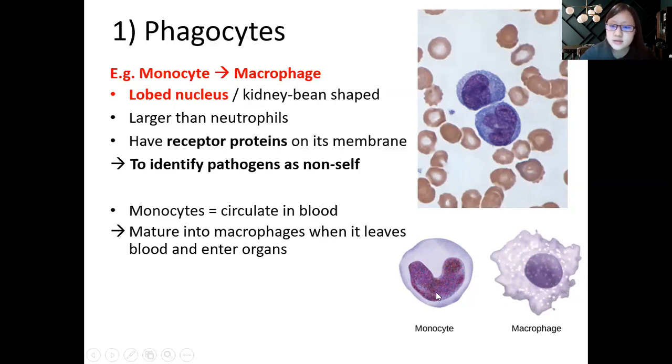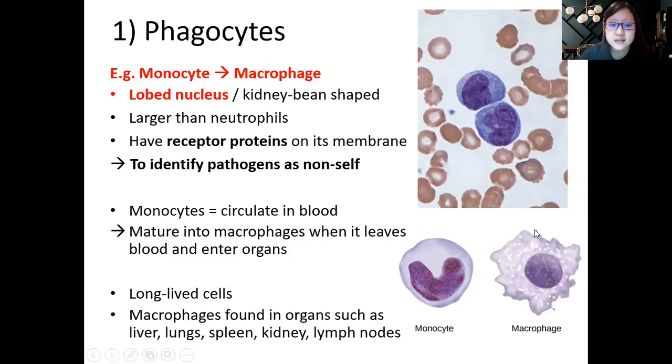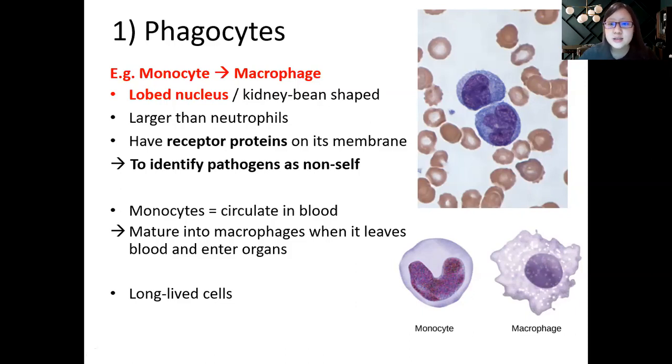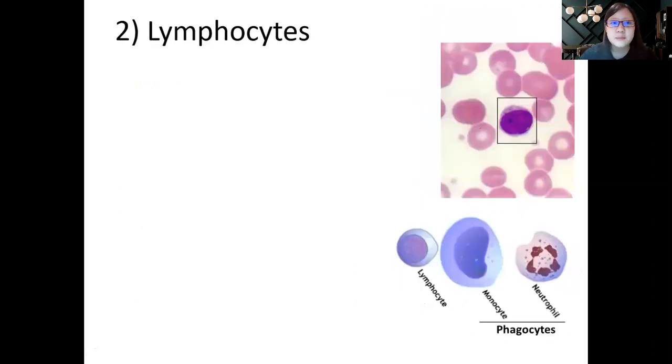So monocytes would mature into macrophages. Monocytes are found in the blood, macrophages are found in the organs or tissue. And contrasting with neutrophils, these are long-lived cells, and they are always there in the liver, lungs, spleen, kidney, lymph nodes to make sure you are safe. So that is phagocytes. So far we have learned that phagocytes have three different examples: neutrophils, monocytes, and macrophages.